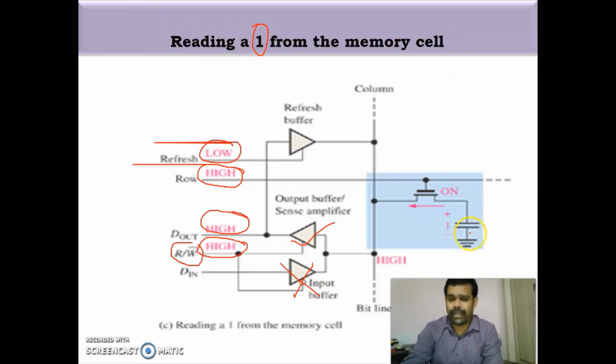Now the capacitor is connected to the column line. That column line is connected to the output buffer, so we are getting the data out of that memory cell. This is nothing but the reading operation. Getting data out of the memory cell is called the reading operation.